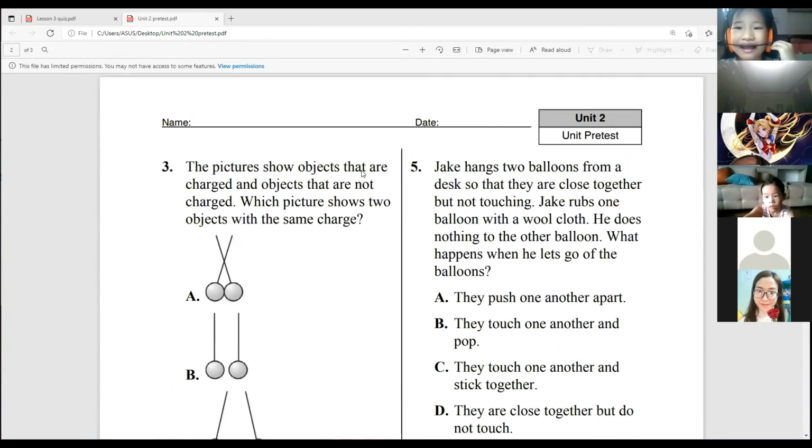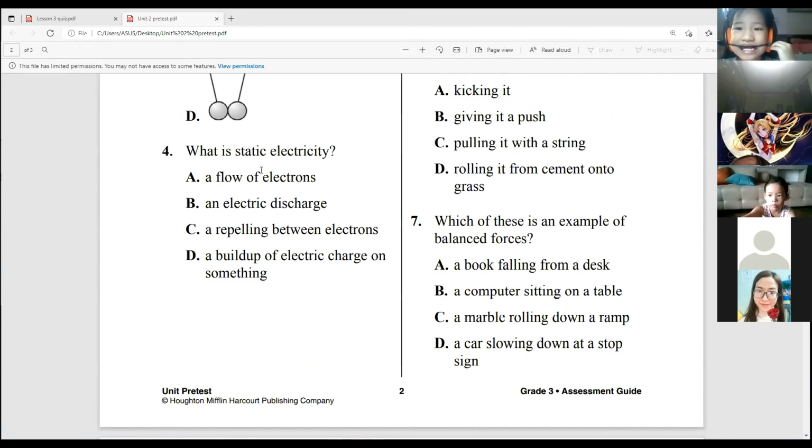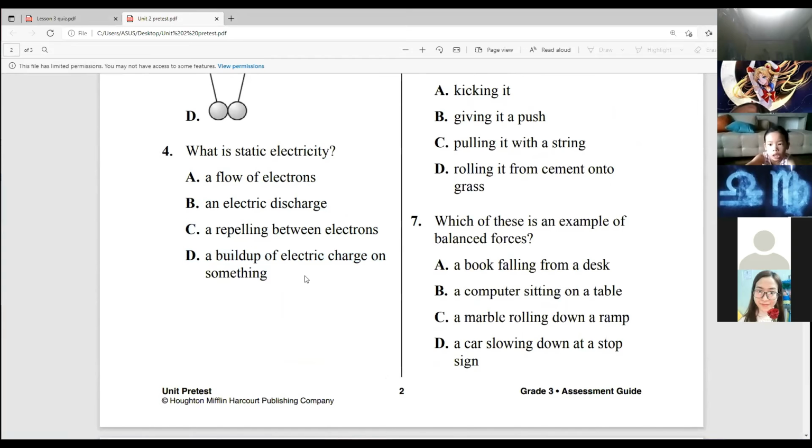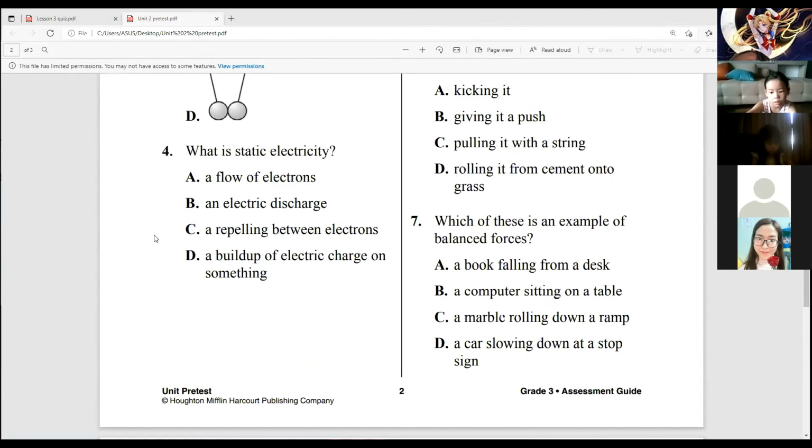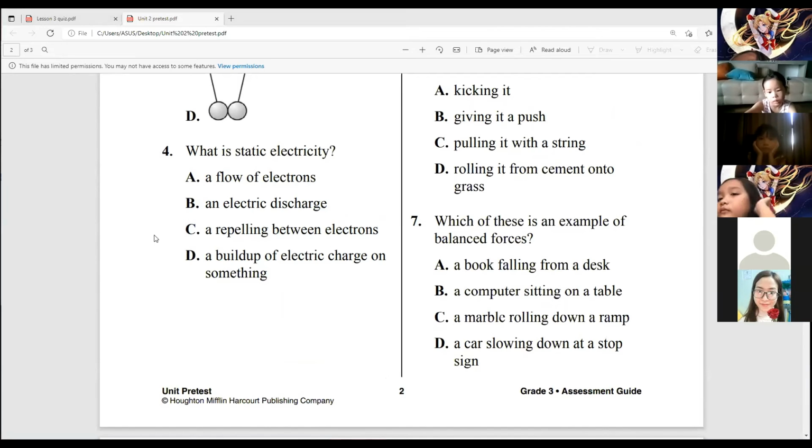Okay. So what is static electricity? Is it the flow of electrons, an electric discharge, a repelling between electrons, or a buildup of electric charge on something? This is a hard one. Who thinks they know? Answer in chat first, and whoever answers first will go.